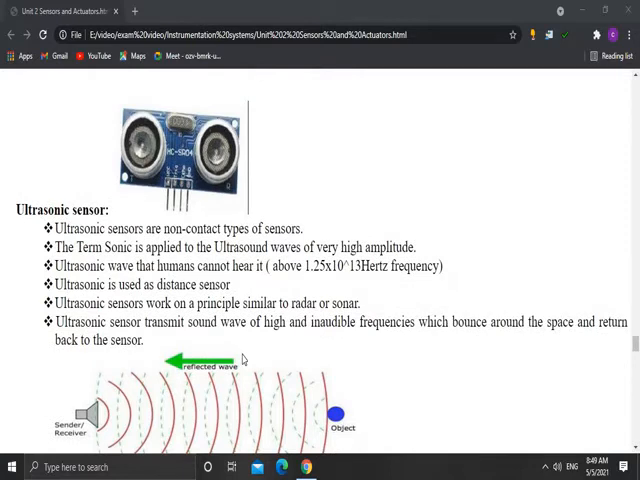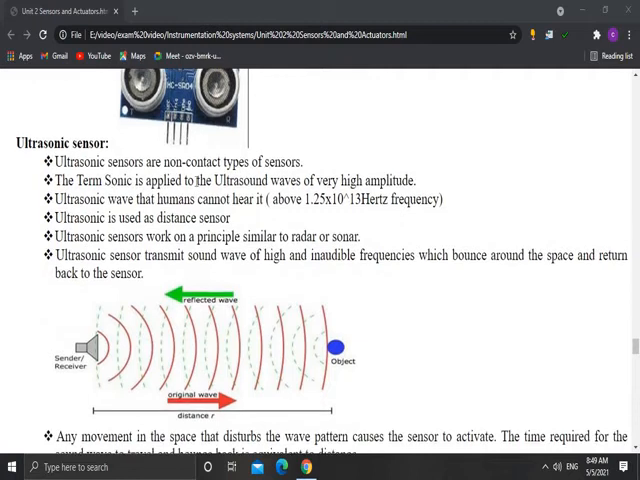Next is the ultrasonic sensor. You can see one type of ultrasonic sensor, the HC-SR04. One is the transmitter and another one is the receiver. One pin transmits the signal and another one receives the signal, the echo pin, and two more pins, VCC and ground, are also present.